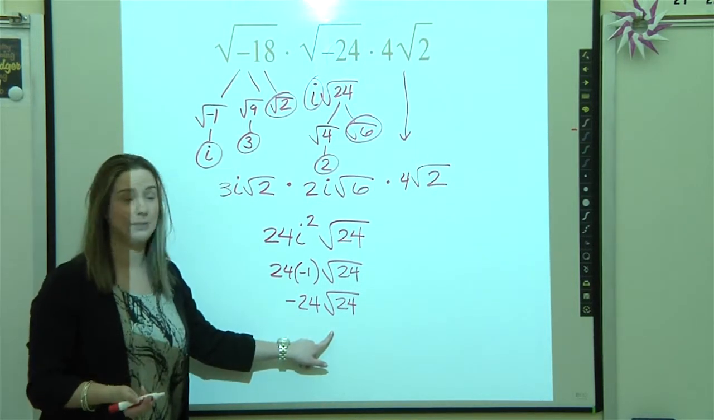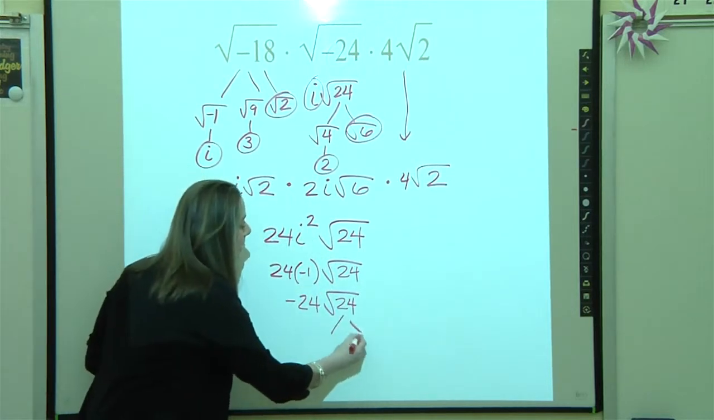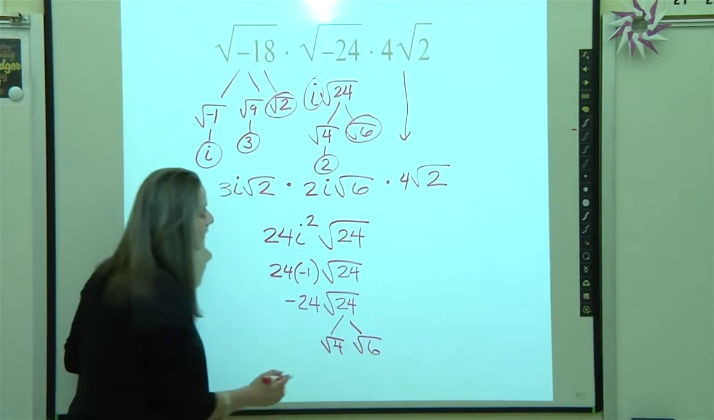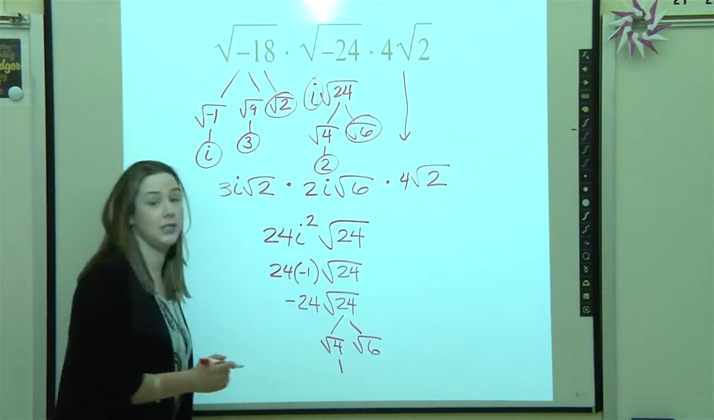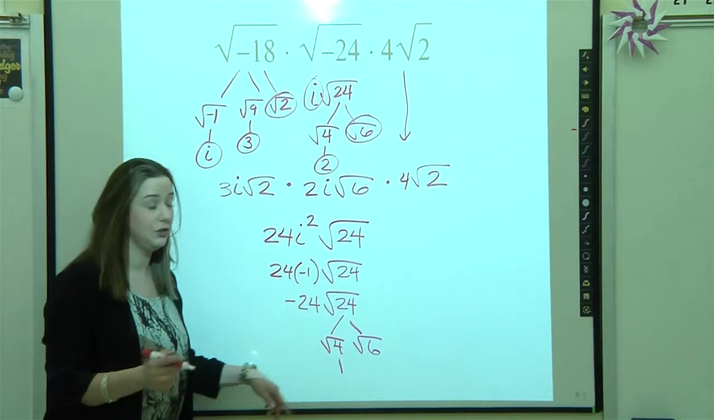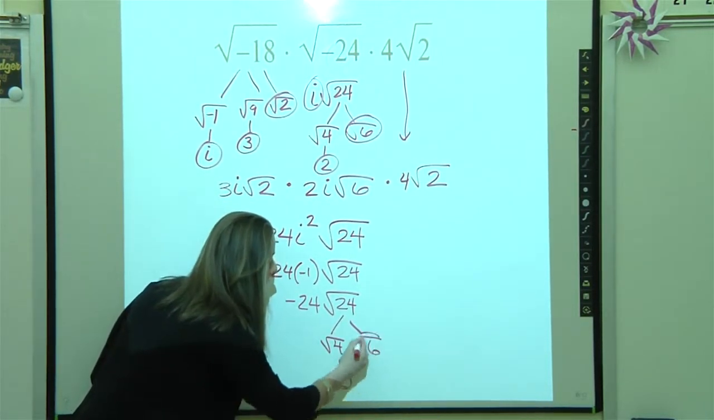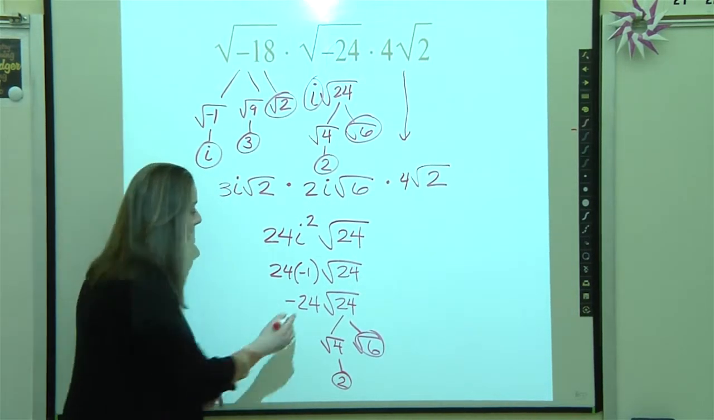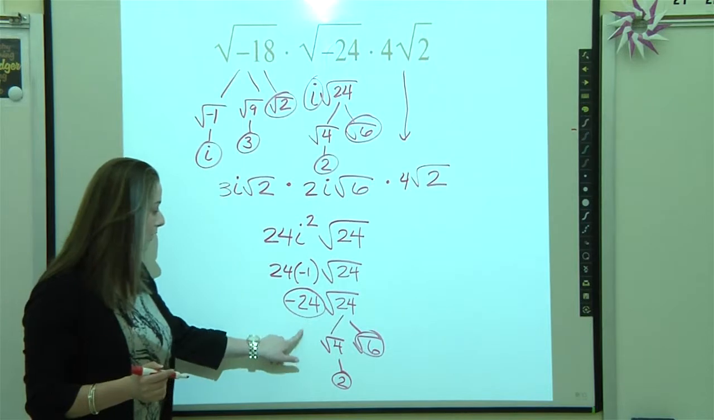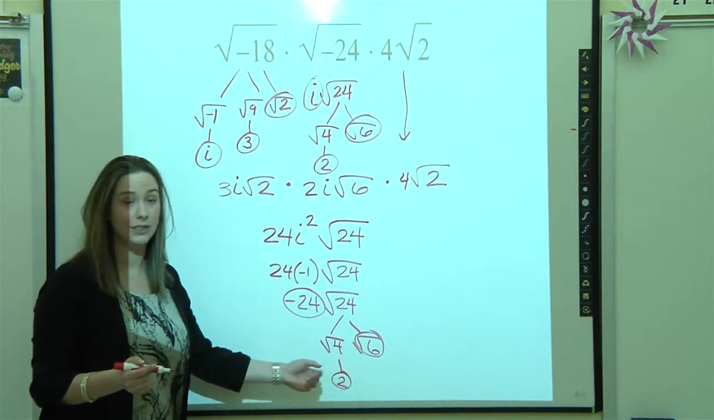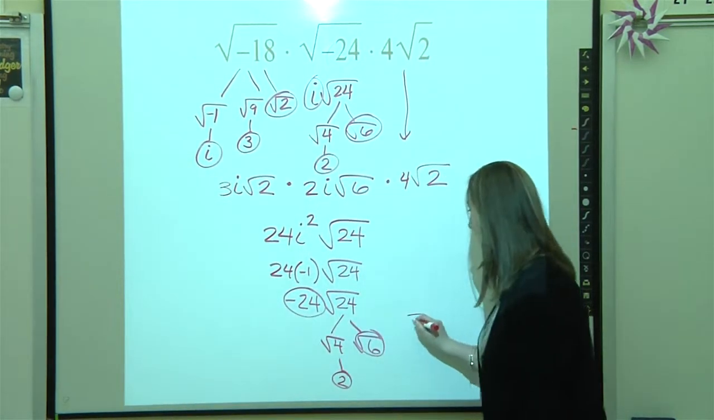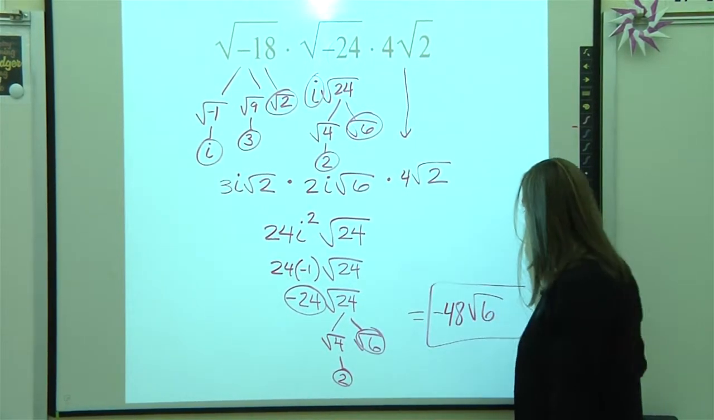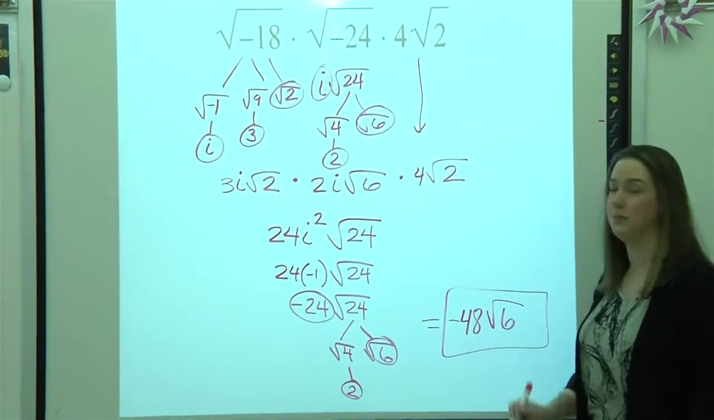Radical 24 can simplify, which we saw above. It's going to be radical 6 times radical 4, or radical 4 times radical 6. Typically, you put the one with the perfect square first. So this is a value of 2, and that stays. Now I can continue to combine like terms. I'm left with negative 24 times 2 radical 6, which is going to give me negative 48 radical 6. So this is my final answer for this problem.